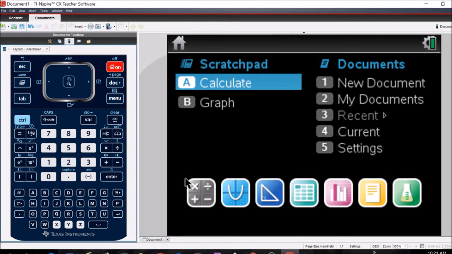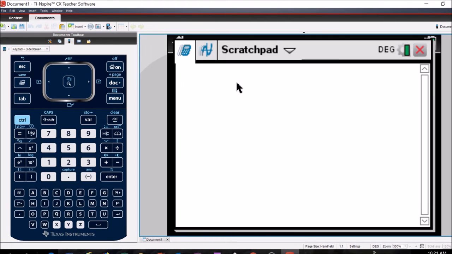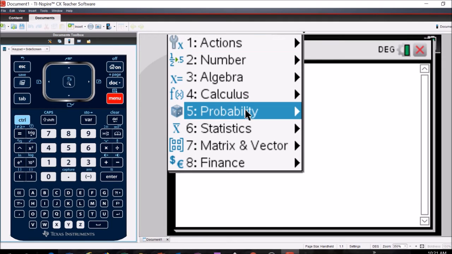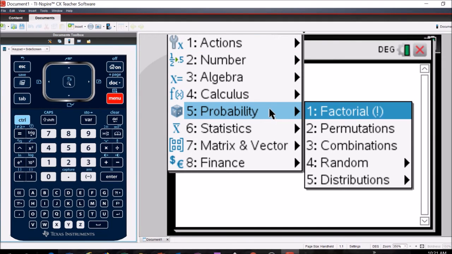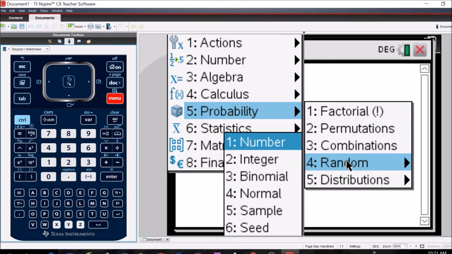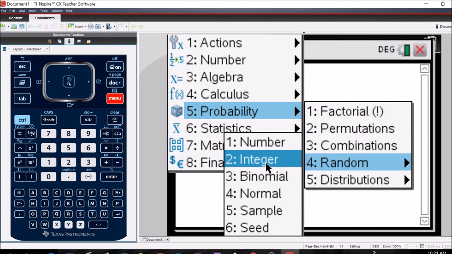Here's how we do it on the calculator. In the calculator, we need to be on a calculate screen. It could be in a document and you could add a calculator, either way works. So I'm going to click here. Then we go to menu. It's in the probability menu. We're doing random numbers, so we're going to go to random. And then specifically, we need to do random integer.